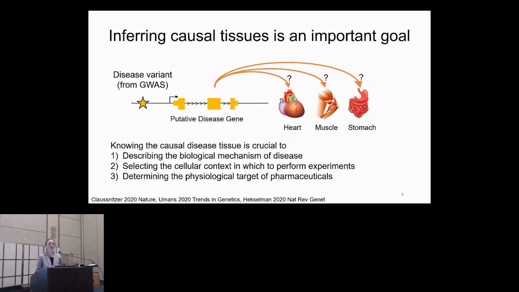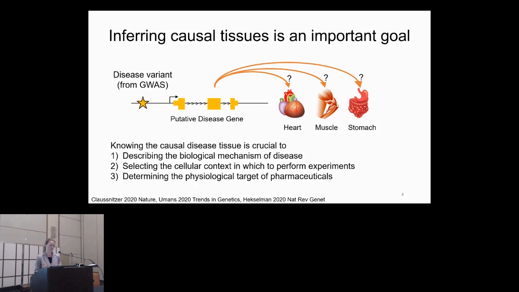So first, I want to convince you guys that inferring causal cell types in tissues in disease is a very important goal. And that is because from GWAS alone, it is very difficult to infer anything beyond the level of the variant being associated with the disease. So for example, it does not tell us anything about the cell type level mechanism that may be at play, or the genes even that mediate this genetic susceptibility.